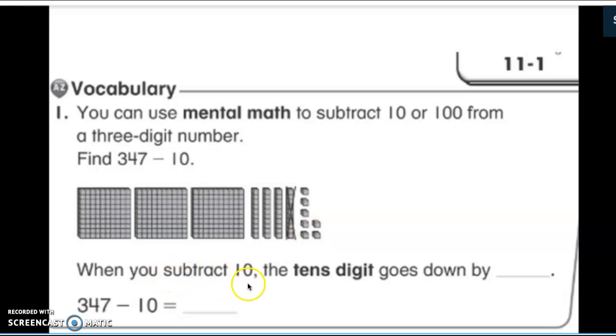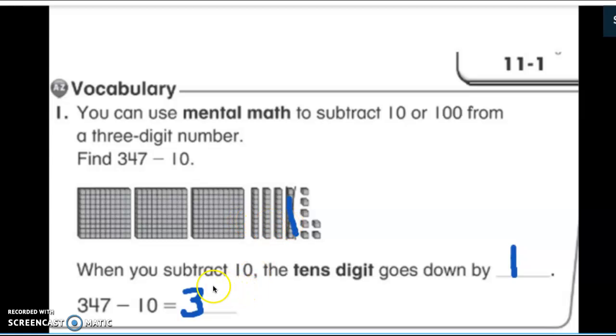When you subtract 10, the tens digit is going to go down by 1. So they took away that 10 right here. Doesn't exist anymore. We took it away. So now we still have the 300s. We do not have 4 tens anymore.